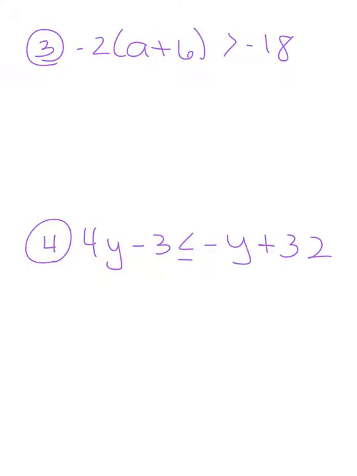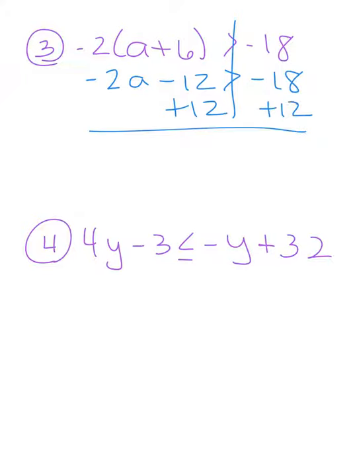Number 3 says negative 2 times the quantity of a plus 6 is greater than negative 18. So there's my wall. I need to distribute that negative 2 to get rid of the parentheses. So I have negative 2a minus 12 is greater than negative 18. My next step is to add 12 to both sides. And I have negative 2a is greater than negative 6. Now I have negative 2 times a, so I need to do the opposite operation, which is divide. Because I divided by a negative number, I need to change the direction of the sign. And I'm left with a is less than 3.